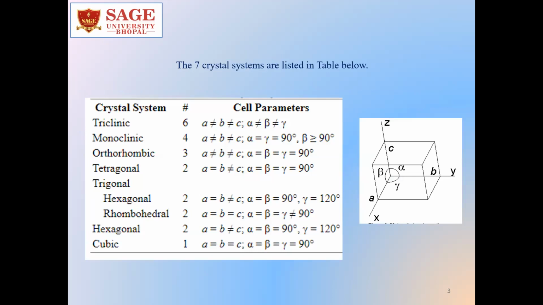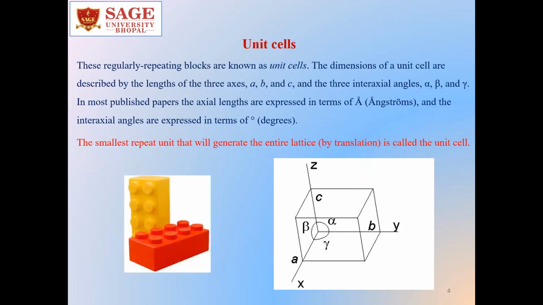So the 7 crystal systems are triclinic, monoclinic, orthorhombic, tetragonal, trigonal, hexagonal, and cubic. I will discuss the details. So what are unit cells? Before going to the details of the crystal systems, we will learn what unit cells are.